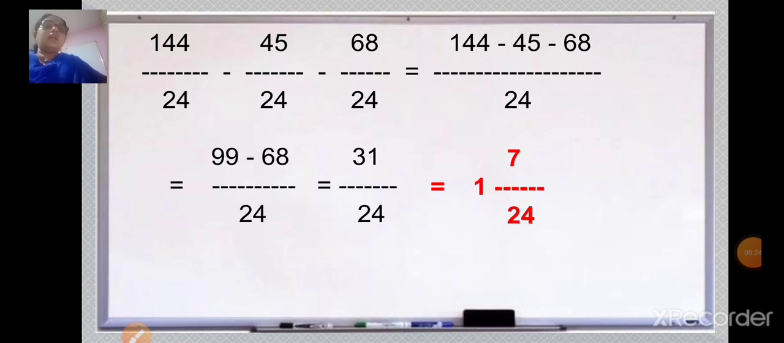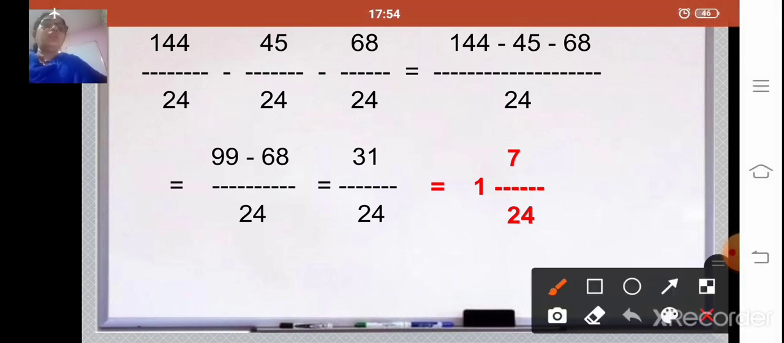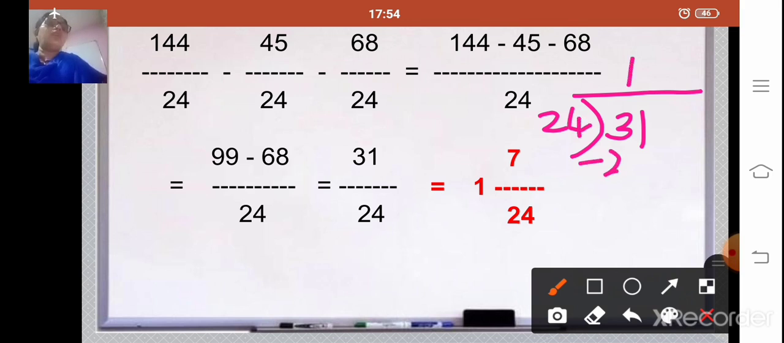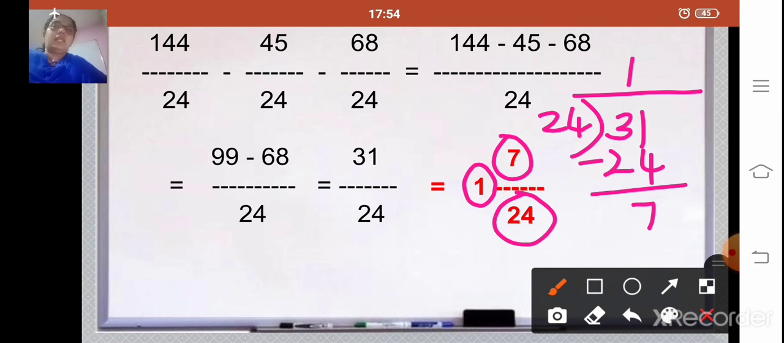I'll just show you how we got it. That is, 31 when you divide it by 24, 24 ones are 24. So 31 minus 24 will give you 7. So 1 will become your whole number, that is your quotient. The remainder 7 will become your numerator, and the divisor 24 will become your denominator.